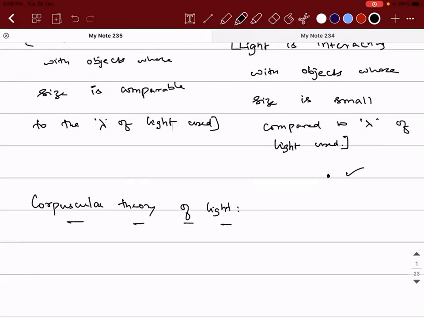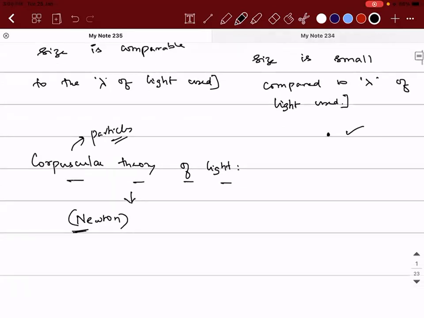So basically, corpuscles are nothing but particles. Initially it was assumed that light did not have any wave properties, and people thought it had only particle nature. This theory was first proposed by Newton. Since Newton was a very big scientist, people started believing him. There was no counter for his statement. Yes, they believed it had particle nature.